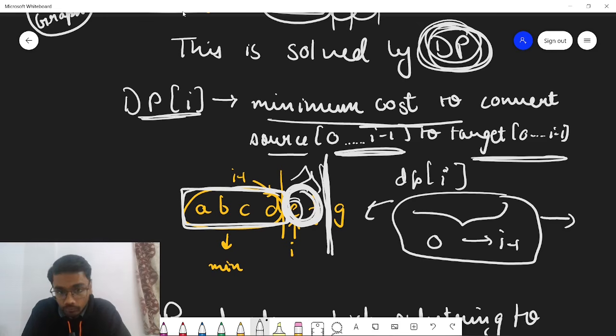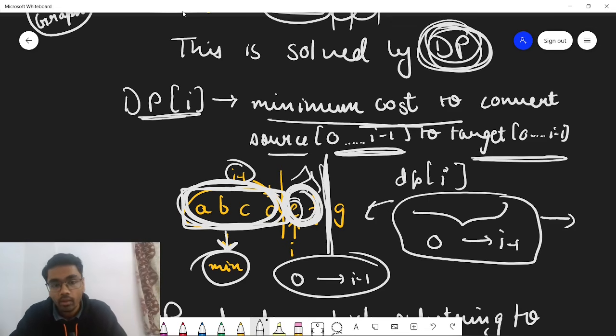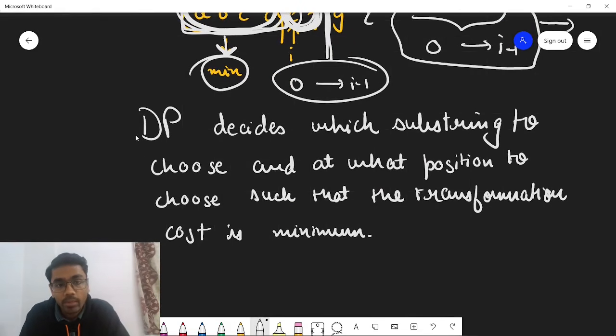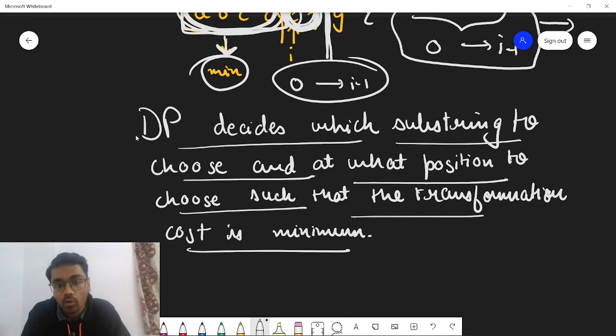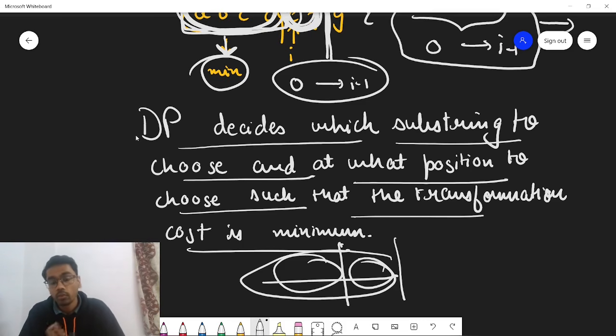For the ith position, we get the minimum cost to convert source string 0 to I minus 1. You can see this is the source string from 0 to I minus 1. What is the minimum cost to convert this particular source string to the target string? This is given by DP. DP decides which substring to choose and what position to choose such that the transformation cost is minimum, because obviously many transformations are possible. We can partition at this place, choose this particular substring, or choose these two substrings separately. What gives you the minimum cost? That DP will decide.